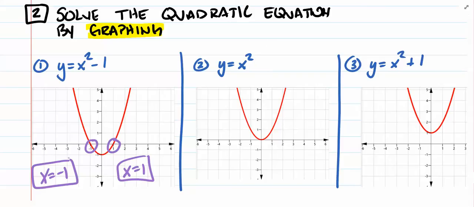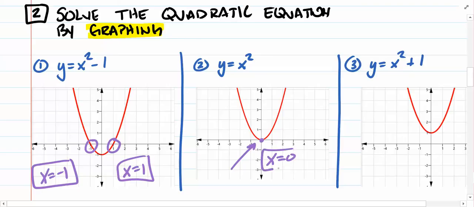Let's take a look at example number 2. How do I solve by graphing y equals x squared? Well, I look at the place where the graph intersects the x-axis. There's only one spot, and that happens to be where x is equal to 0. So it is possible for a quadratic equation to only have 1 solution. So this one only has 1 solution, whereas the first graph had 2 solutions.